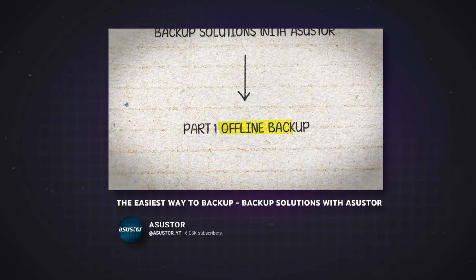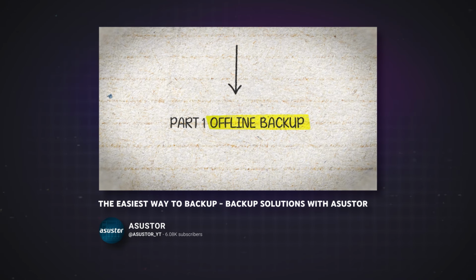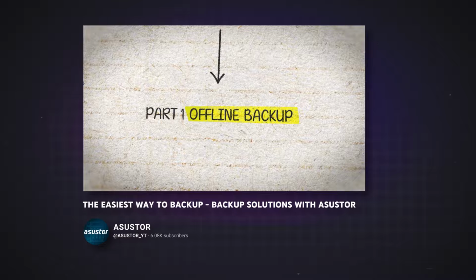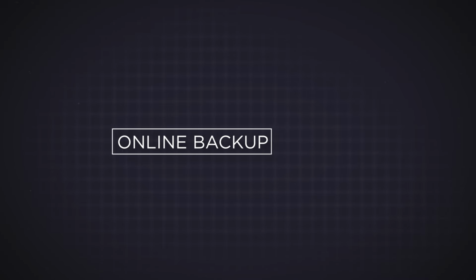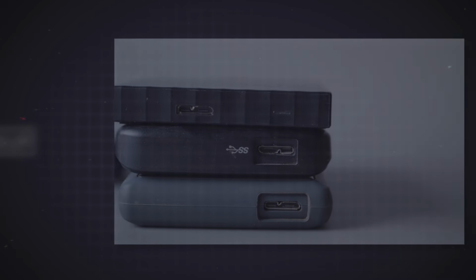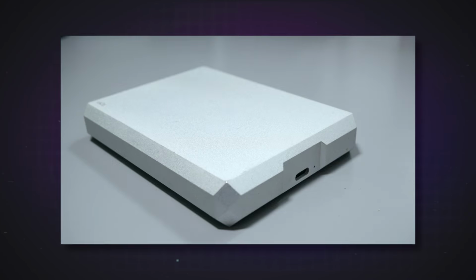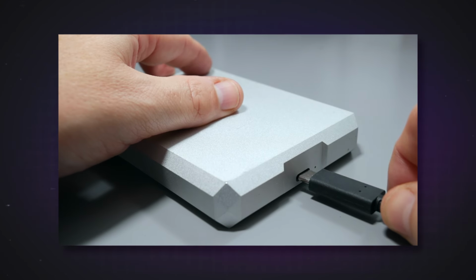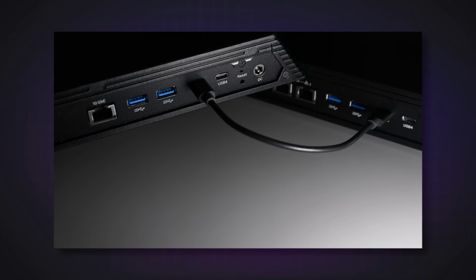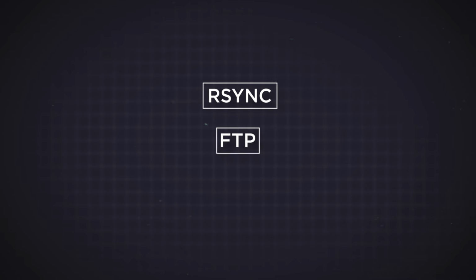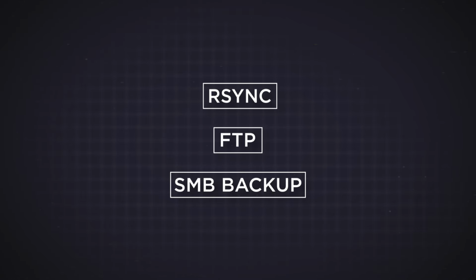In the first part of this series, we looked at the topic of offline backups. Today, we're taking it one step further towards online backup. Sometimes an external hard drive just isn't enough. For example, when you want to back up your data to another location or automatically sync it between multiple devices. This is exactly where Rsync, FTP, and SMB backup come into play.